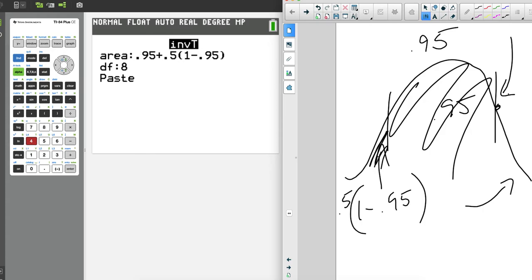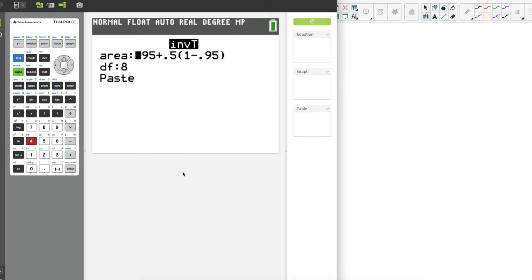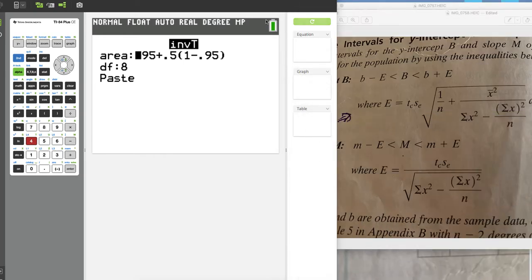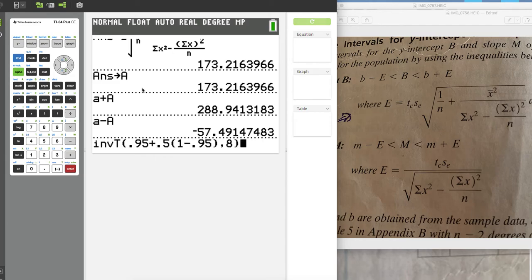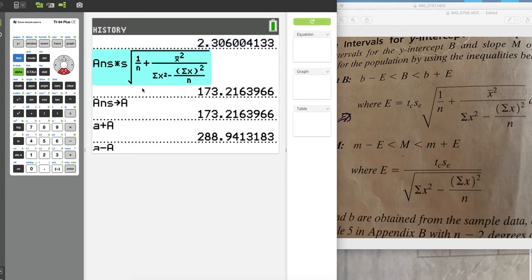All right, anyway, degrees of freedom is 8. Let's get rid of that guy. And so let's go down here, hit enter. So this will be our tc value. And then I've already put this equation into the calculator here.